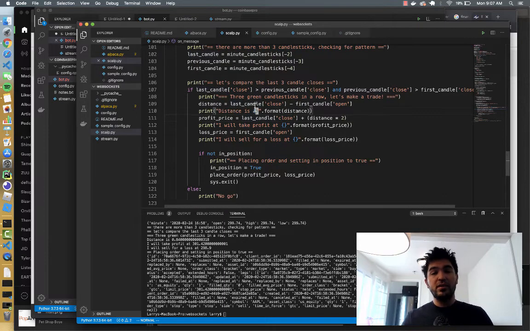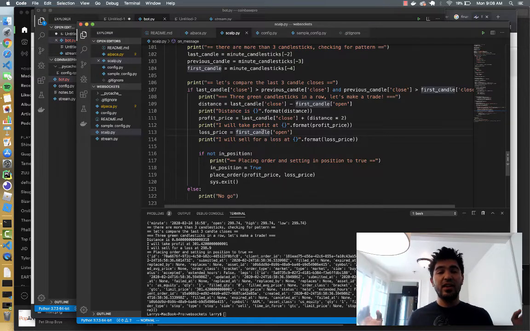What we said we're going to do last night is calculate the distance from the first candle's open to the last candle's close. Then we're going to choose a 2-to-1 ratio where we place a bracket order at the market price once we got our third candle. That bracket order was going to enter the position at the market price, and then we take a profit at two times the distance of this pattern, and cut our losses if price went back to the opening price of the first candle.